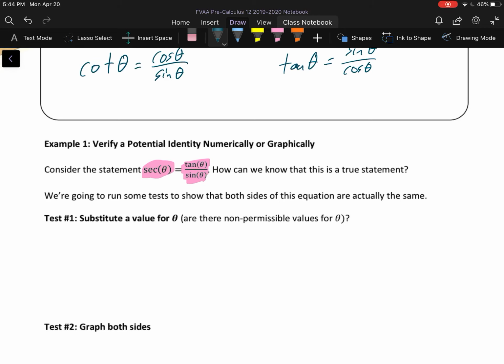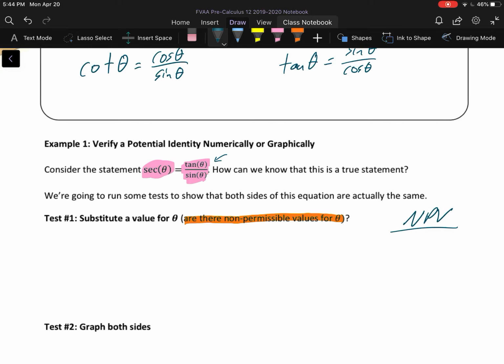So we're going to run some tests to show that both sides of the equation are actually the same. Test number one, we're going to substitute a value for theta. One of the questions you have to ask for these statements is, are there any non-permissible values to this? For example, just when we're dealing with a rational expression, which we have a rational component to in this statement, we have to think about, is the denominator ever going to equal 0? And that would give me a non-permissible value for theta.